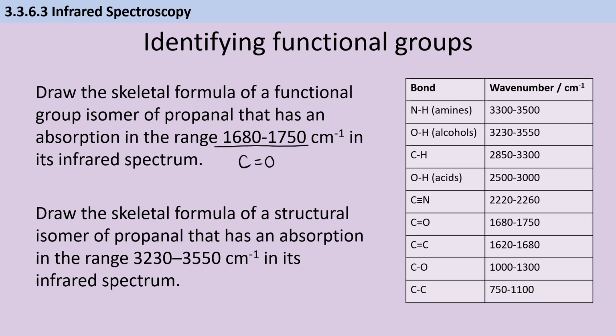So in our first question, we have this peak between 1680 and 1750, and that's going to correspond to a carbon double bonded to an oxygen. So we then need to think, well, what would an isomer of propanol be that would contain that, and what would it look like? So we're going to come up with something that looks a little bit like this, and it's going to be a ketone, propanone. And then if we're thinking about a structural isomer that has an absorption between 3230 and 3550, then that's going to have an alcohol group. So we now need to figure out what an alcohol could be that was an isomer of propanol. And so that's going to need to be a cyclopropanol.